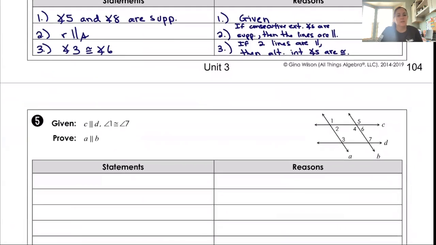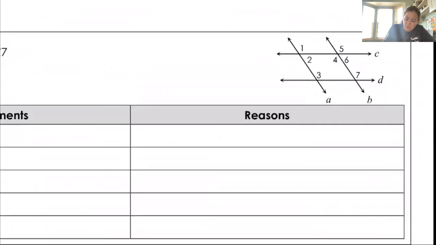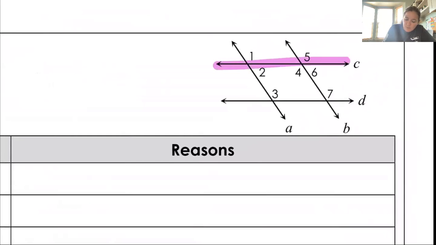All right, number 5. Yeah, C is parallel to D. So let's see what that gives me. Over here, sorry. When I zoom in, I can't see the pictures anymore. So I have to have my paper nearby. So C and D are parallel.